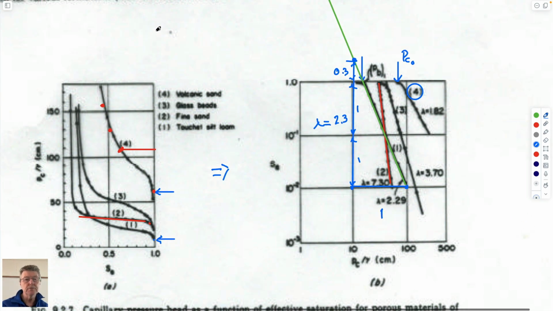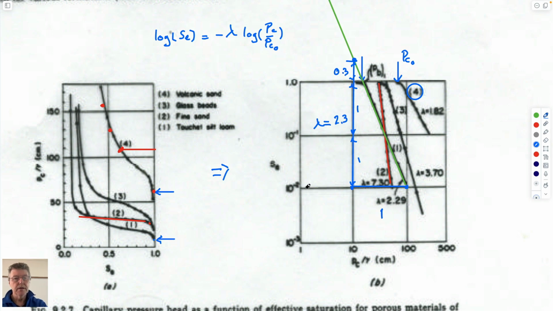So just to remind you, log of effective saturation is equal to minus lambda log of capillary pressure divided by PC0, or bubbling pressure, whichever it is. So it's just a convenient way to be able to represent that expression. Okay?